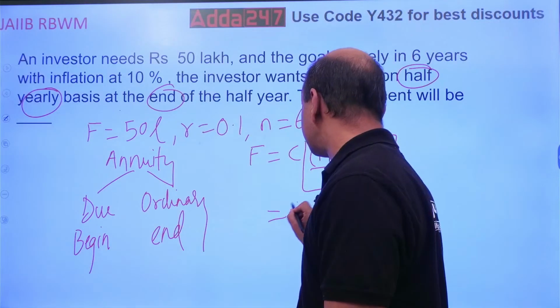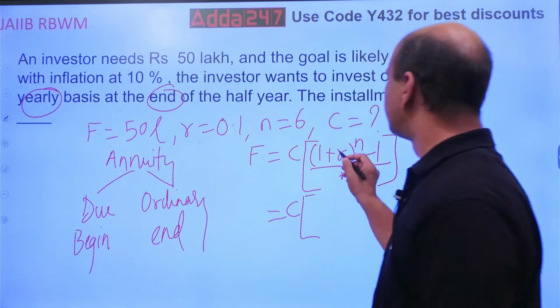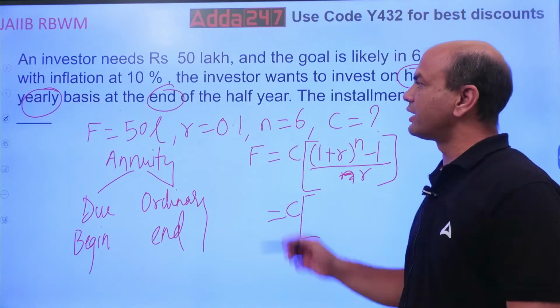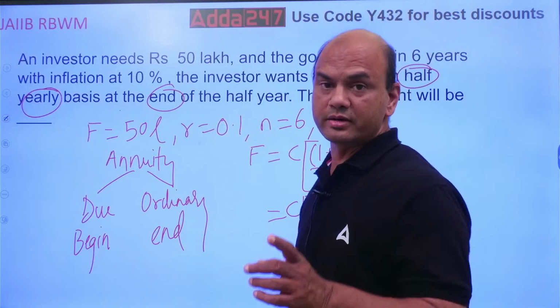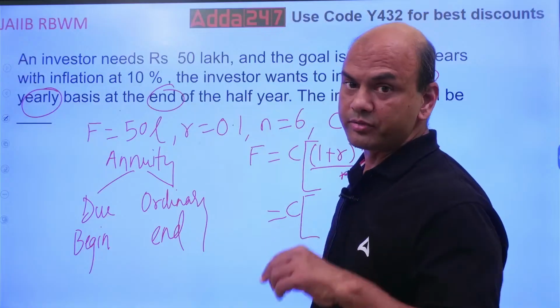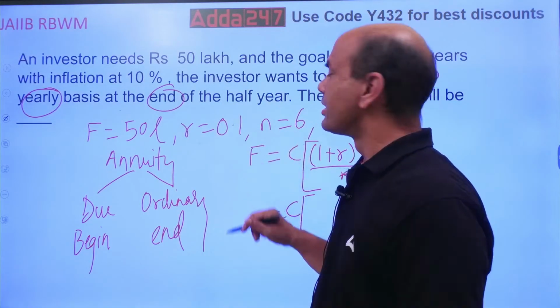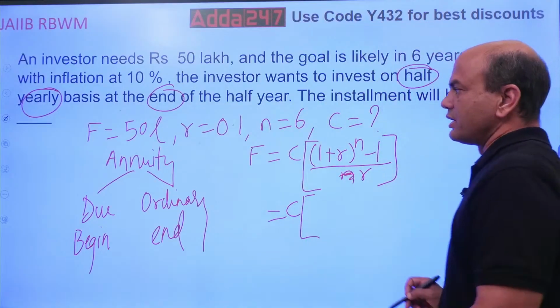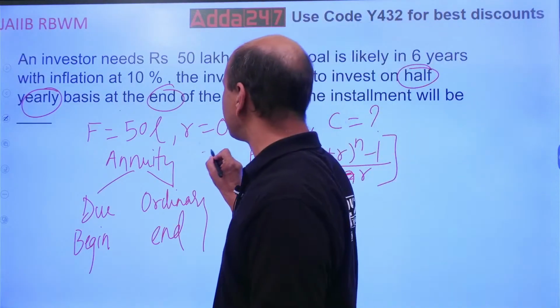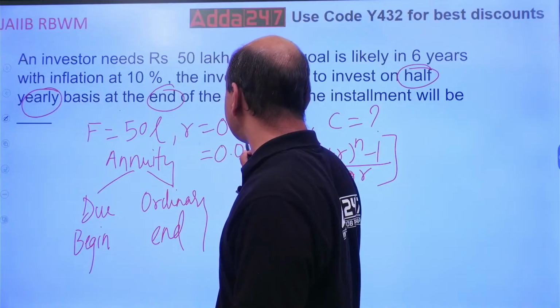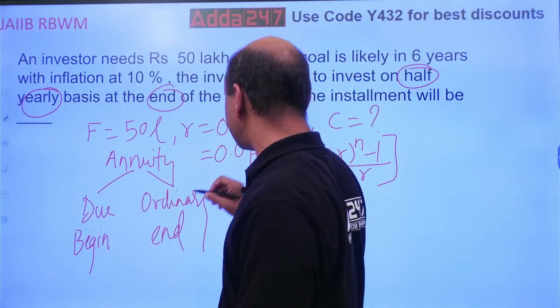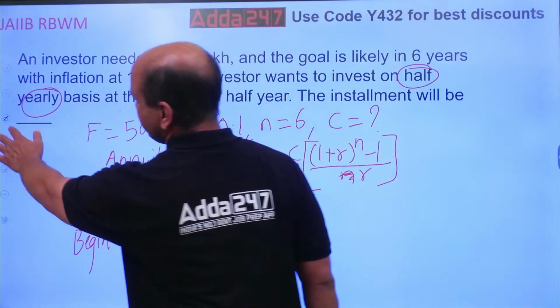So this is equal to C into what? Now this R will be what? R is 10% for 1 year, but I want it for half a year. Now all these things will change. Whenever you want it for half a year, R becomes 0.1 upon 2, so it becomes 0.05.